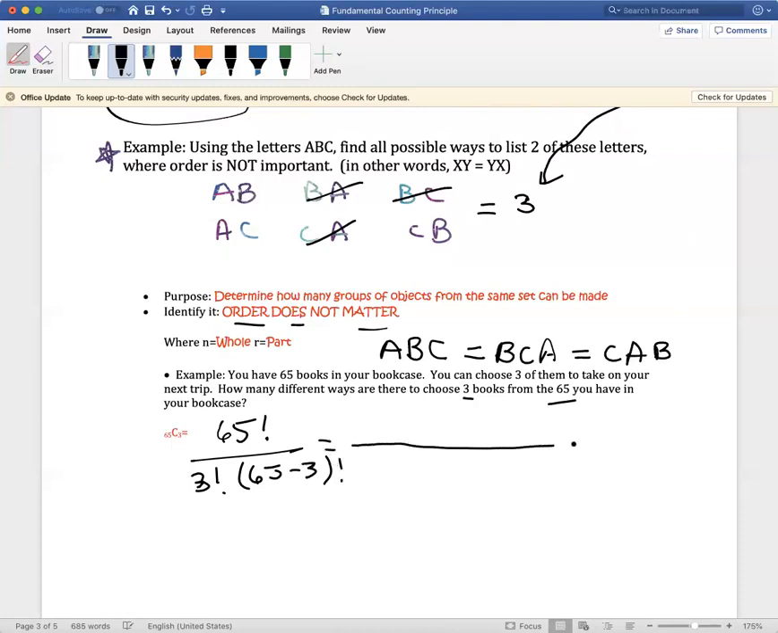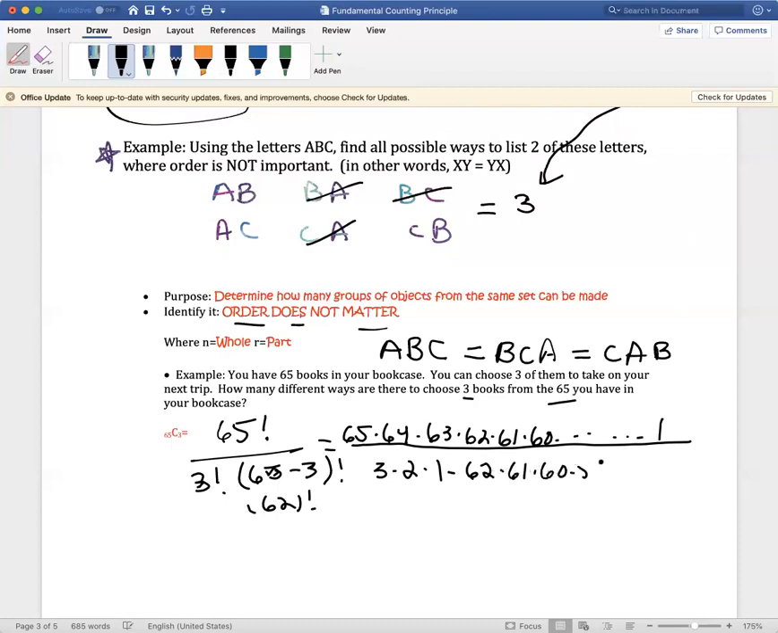Okay, so there are some tricks to these types of questions that I want to make sure you know how to handle. 65 factorial, you ready? We're not going to write out 65 all the way down to 1. Don't worry about it. We're going to use some tricks. So 65 times 64 times 63 times 62 times 61 times 60 times, we're just going to do this all the way down to 1. 3 factorial, 3 times 2 times 1, times, well, 65 minus 3 gives us 62, and 62 factorial is 62 times 61 times 60 times 59 times 58. And again, we're going to do the same thing, times all the way down to 1.